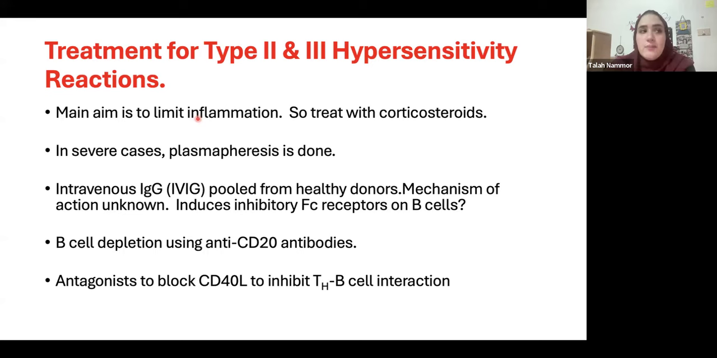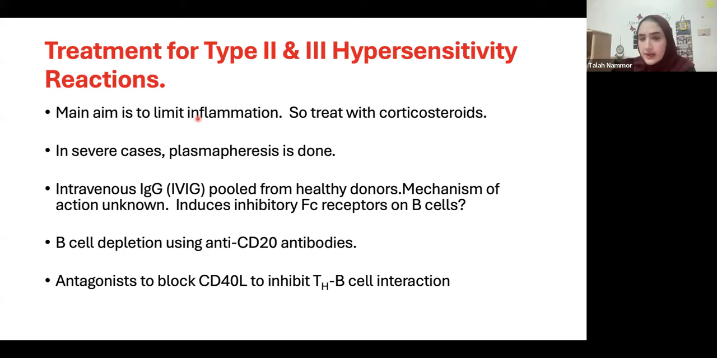Now if type 2 and type 3 are very severe, we do something called plasmapheresis, which is like dialysis of the kidney, where the waste is removed and they remove the toxins. The same thing: the blood is going to go into a machine and it's going to remove all of the antigens. Okay? We can try to basically deplete it.